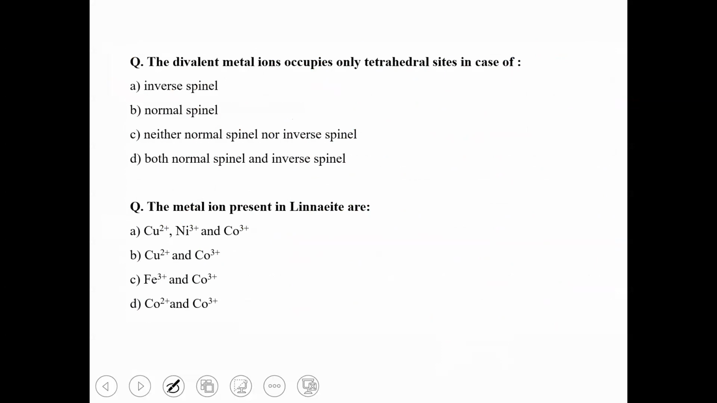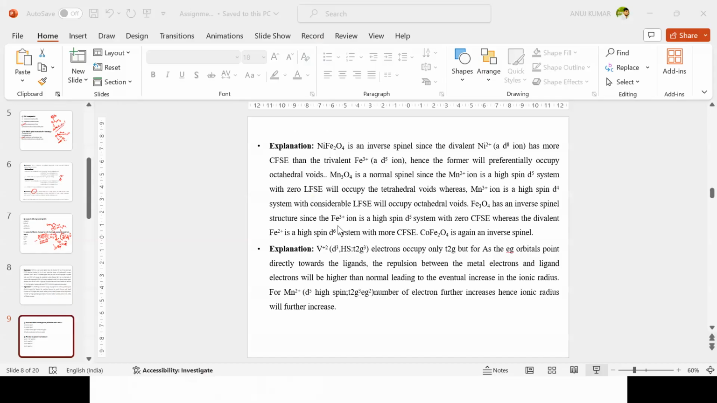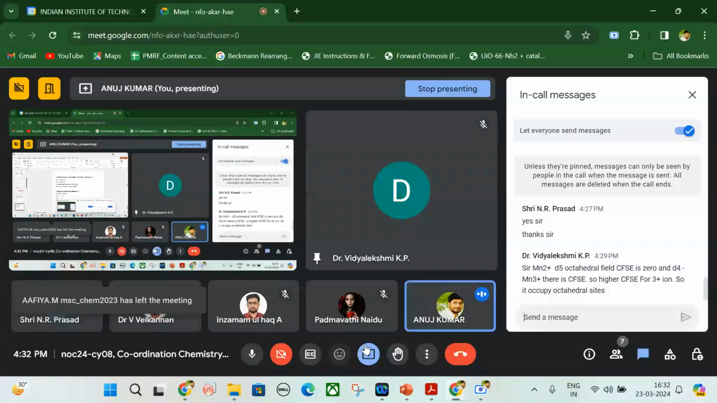So the next question: the divalent metal ions occupy only tetrahedral sites in case of inverse spinel, normal spinel, neither normal nor inverse, or both normal and inverse spinel. I think I have already discussed these things. Okay, so just tell me the answers.